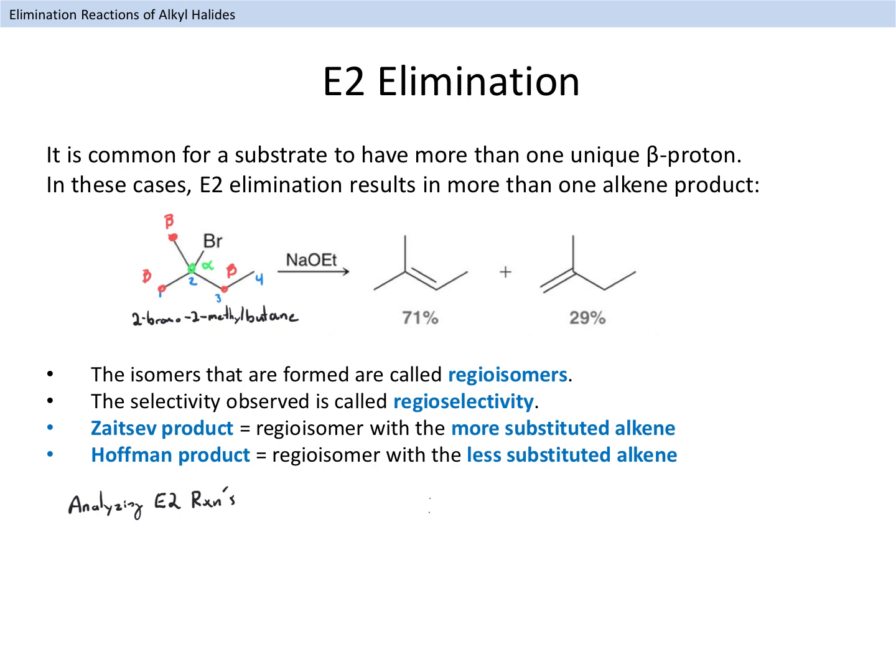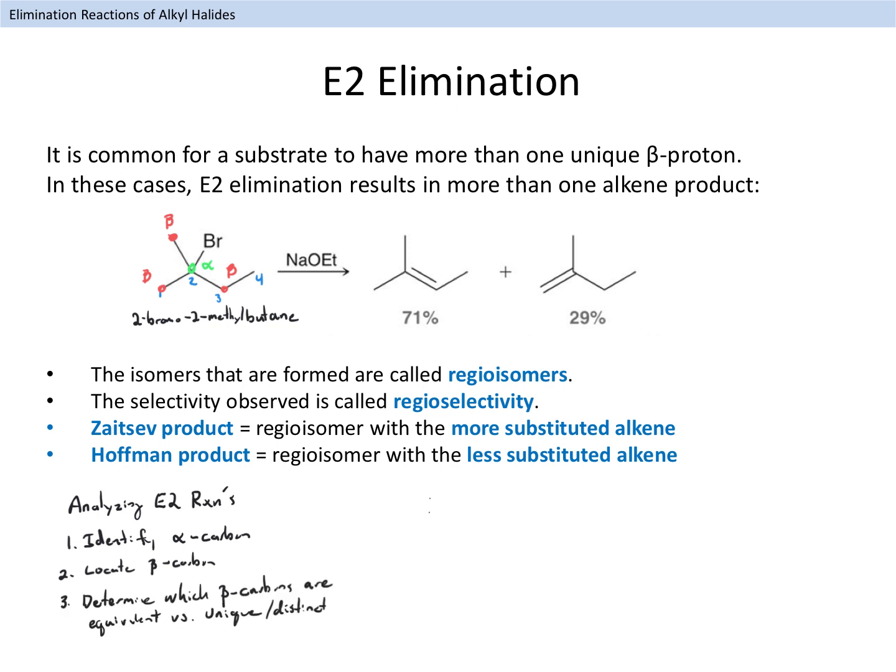Here is an outline of the process. We will try this out on several examples that follow. First, identify the alpha carbon. This is the carbon that is directly bonded to the halogen atom. The alpha carbon is the starting point of your analysis. Next, locate the beta carbons. Beta carbons are the carbons that are directly bonded to the alpha carbon. Each beta carbon is a potential site for deprotonation during the E2 elimination process.